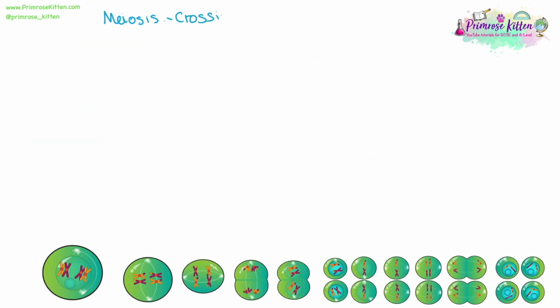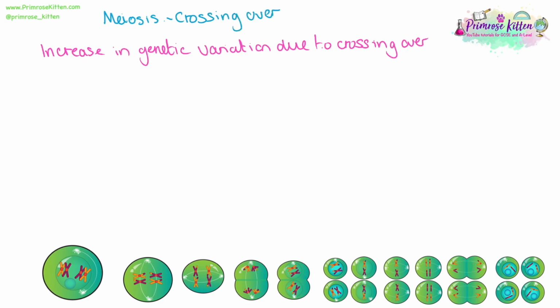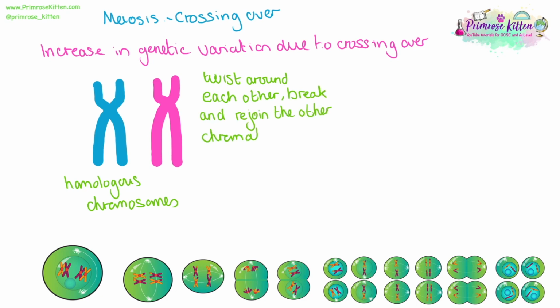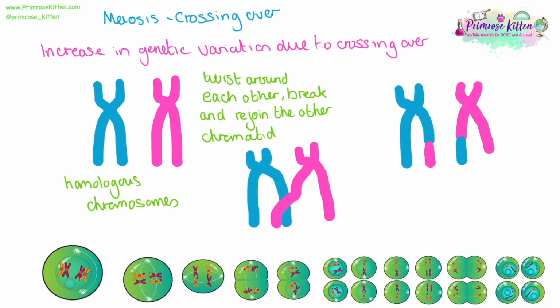During meiosis 1, we will have crossing over. This leads to an increase in genetic variation. Homologous chromosomes line up and then will twist around each other. Part of it will break and then will rejoin the other chromatid, leading to a mixture of maternal and paternal genes being in the same place.